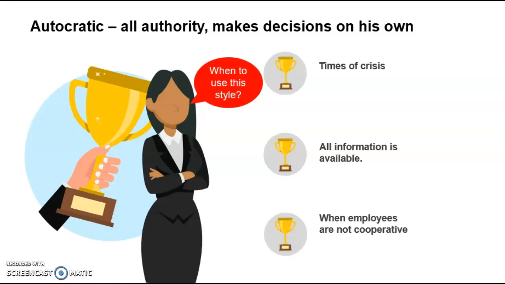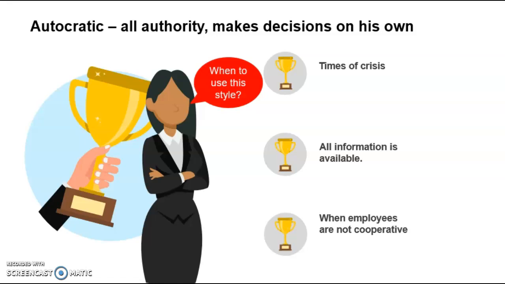Basically, you would use this style when there is a crisis. So in crisis situations, in case of an unforeseen challenge or an accident, you need someone who is decisive, who can make decisions quickly without gathering all the information on their own. When all the information is available to solve a problem, an autocratic style is beneficial.